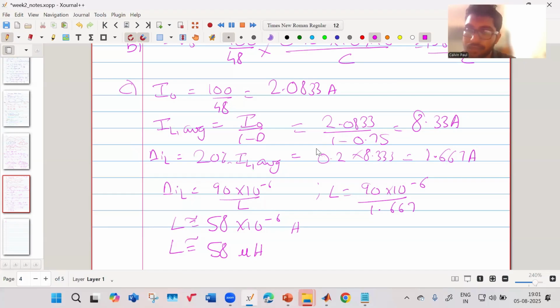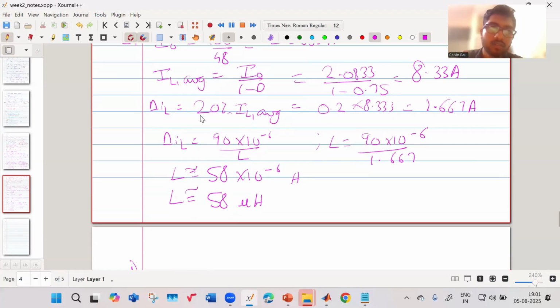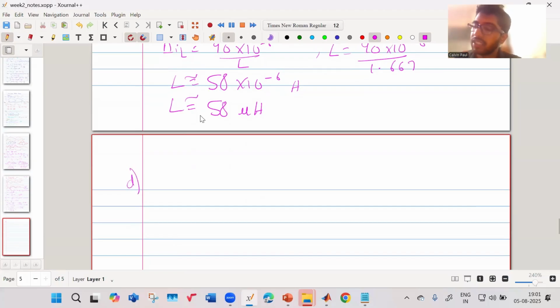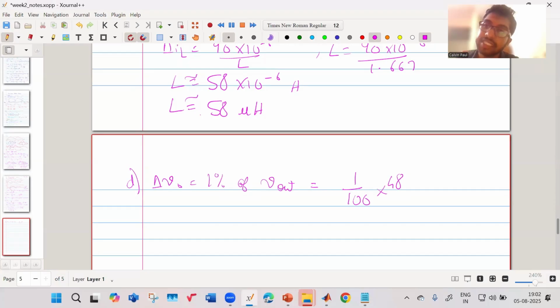Okay, sir, understood. So now we want delta V output to be 1% of your output voltage, right? It is 1 by 100 into 48. I'd like to stress the fact that whenever a percent is there, you have to scale it by 1 by 100. That is a standard which you must remember and follow. So your delta V output is coming out to be 0.48 volt. This is the permissible ripple.